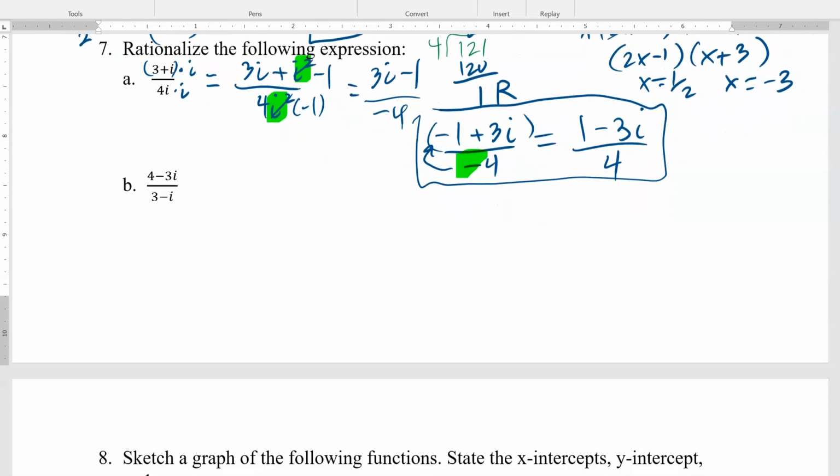Bottom, how do I clear this? I cannot just multiply this by i. Why not? It won't get rid of the i, but it will create another one. So that doesn't work. How do I clear out a 3 minus i? We use what's called the conjugate. To get rid of a 3 minus i, we use a 3 plus i.